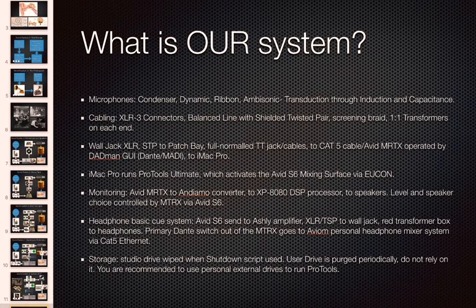Our headphone, basic cue system. The Avid S6 is also sending to the Ashley amplifier, and there's a little XLR twisted shielded pair going to the wall jack that goes to the red transformer boxes to the headphones for our all-purpose little red boxes. We can use those just to get a stereo mix of whatever is on the computer to anybody on the floor. But the Avioms are what we like to use the most, and that's a primary Dante switch coming out of the Matrix going to that Aviom personal headphone mixer system via Cat5 Ethernet.